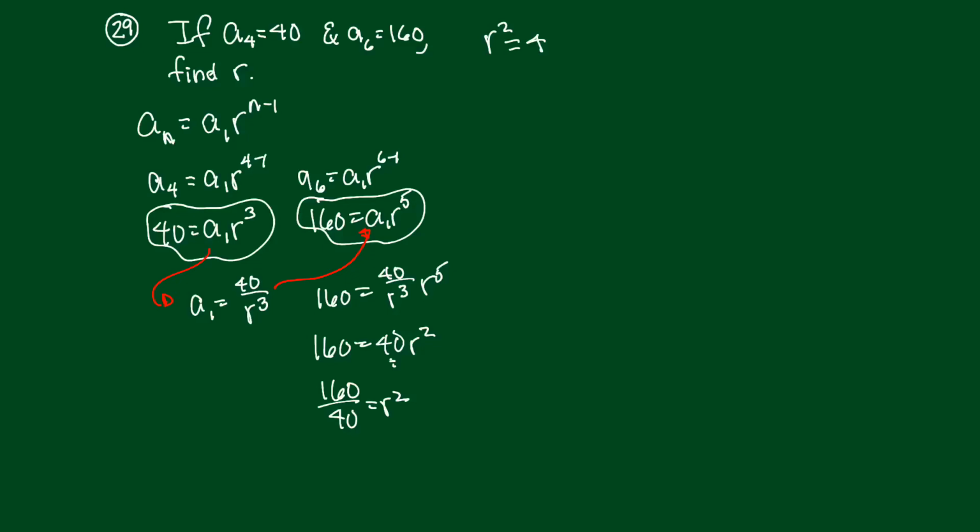That's 4. And then r, well, what do we do here? Let's take the square root of each side. Now remember, square root of r squared, if we don't know anything about r, best I can do here is absolute value of r is equal to, that one I know, 2. Remove the absolute value, so we'll get r equals plus or minus 2. There we have it.